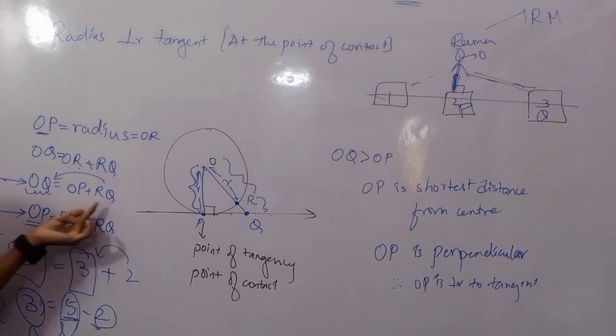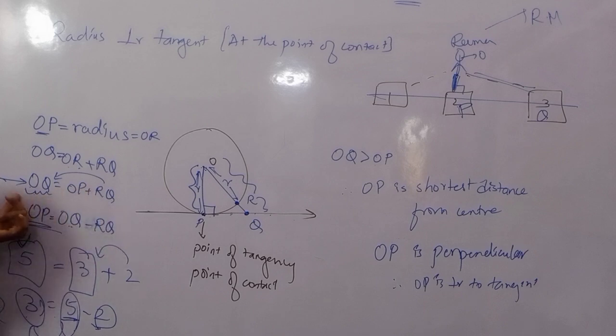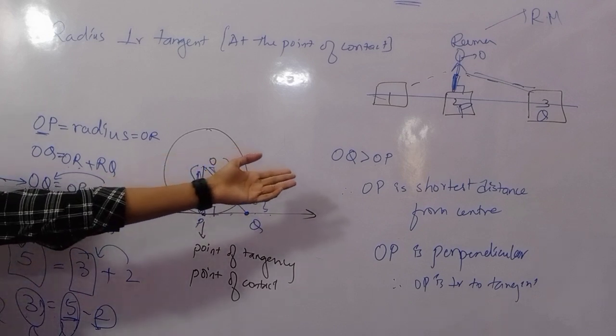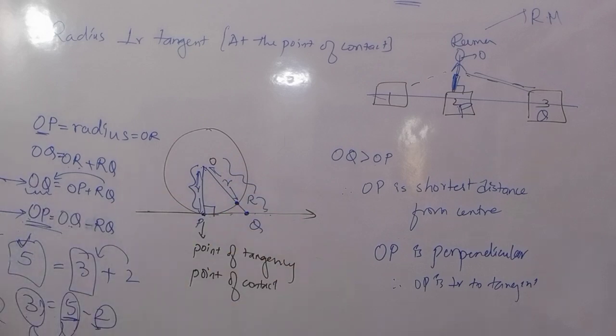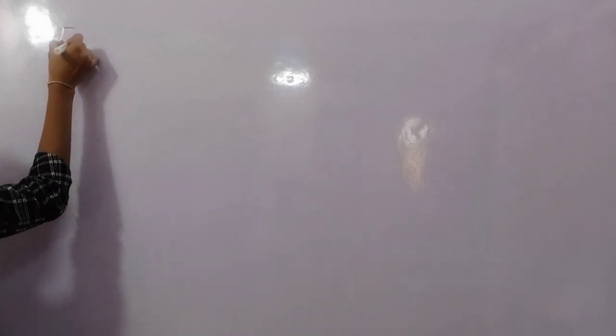From this statement I can see OQ is bigger, because adding something to OP, then only I'll get OQ. Or I have written OP is equal to OQ minus RQ. From either of these statements you can conclude that OQ is greater than OP. So let's proceed to exercise 9.1 now. Please have a look at exercise 9.1.